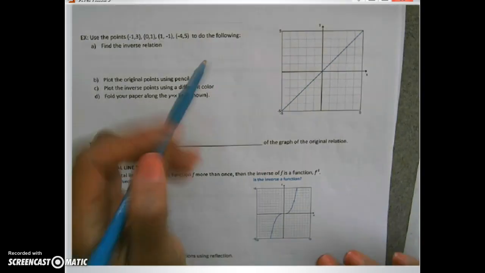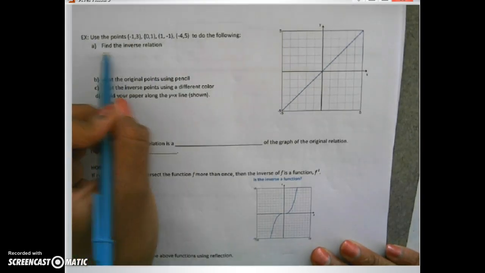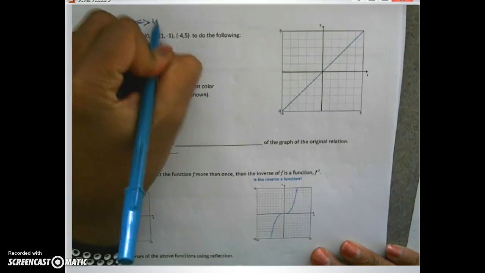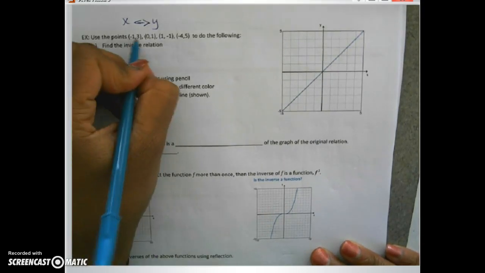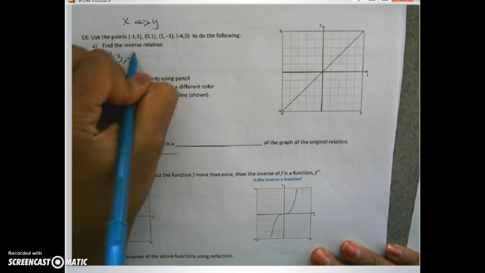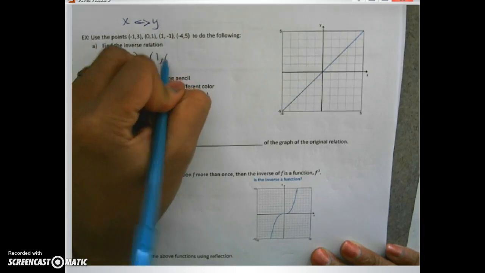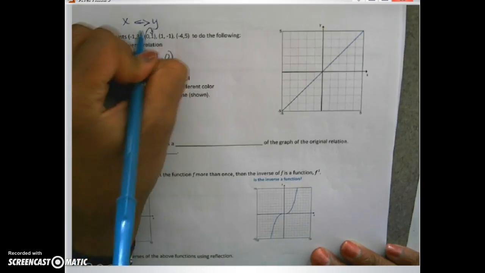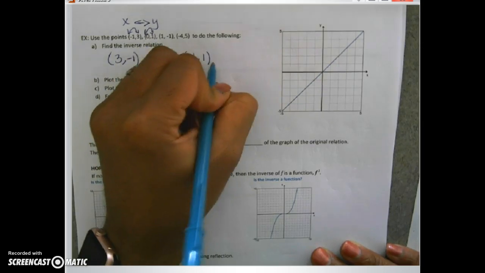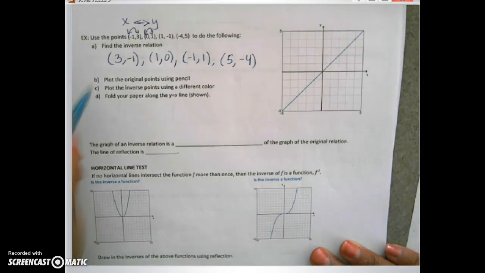Okay, part A. Use these points in order to do the following. So step 1, find the inverse. To find the inverse, remember, you're going to switch the x and y. So this first one was negative 1, 3. Now it's 3, negative 1. The next one was 1, 0, so now it's 0, 1. So you're switching them, and you're switching them. And the next one, negative 1, 1, and 5, negative 4. Okay, check.